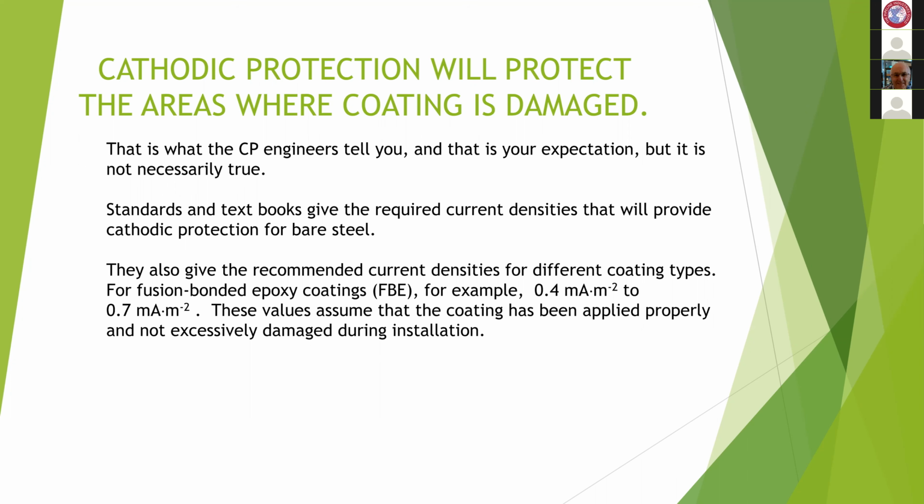Unfortunately, that's not always true, because when we design a cathodic protection system, we get guidance from the standards and textbooks that tell us how much current we need to think of providing. For example, in this country, there are a lot of pipes coated with fusion bonded epoxy coatings. The standards recommend something between 0.4 milliamps per square meter and 0.7 milliamps per square meter. But in the standard, we do say these values are based on the assumption that the pipeline has been built correctly in accordance with the standards.